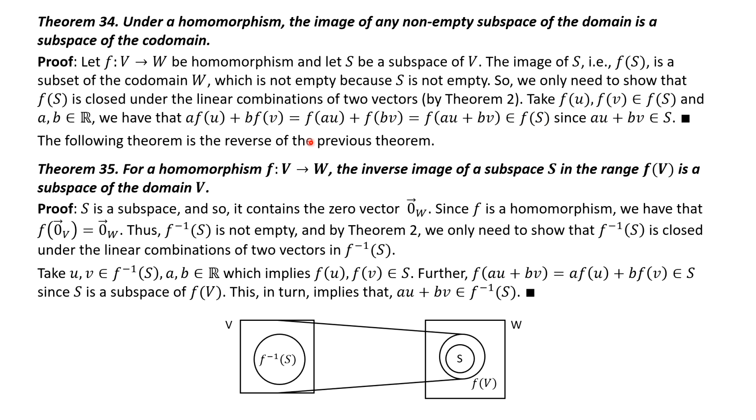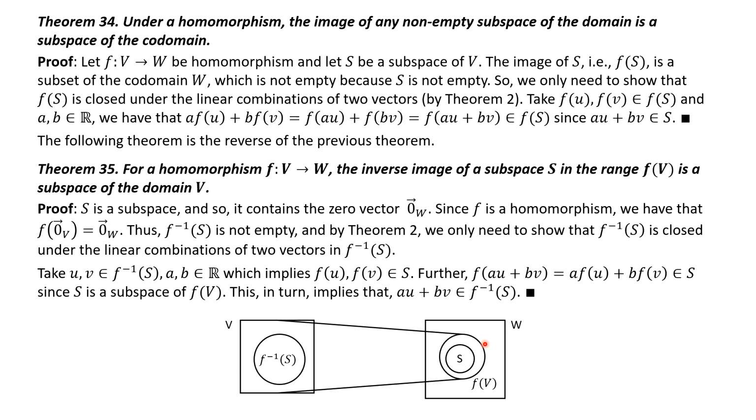We have sort of the reverse of this. For a homomorphism F from V to W, V and W being vector spaces again, the inverse image of a subspace S in the range F of V is a subspace of the domain V. So it's a little bit hard to see, but I drew us a picture. So you have V and W, and F is a homomorphism between V and W. And then F of V is a subset of W.